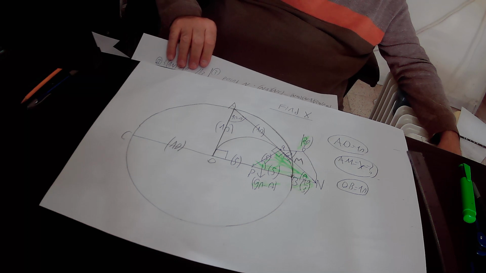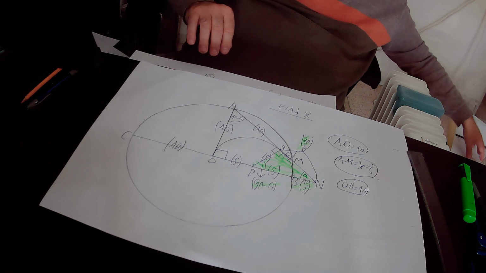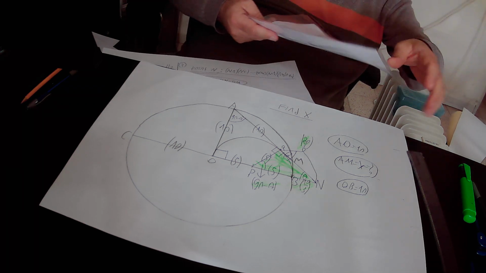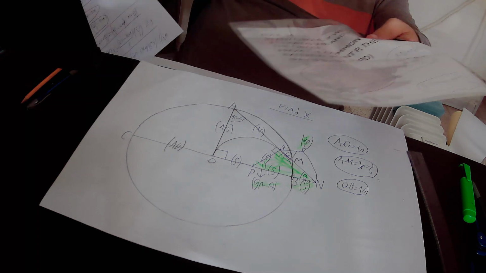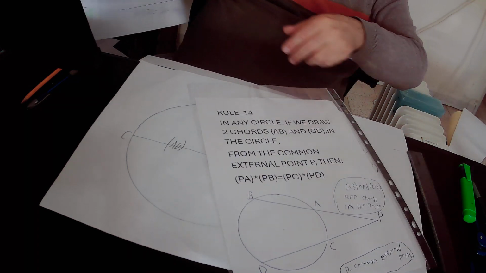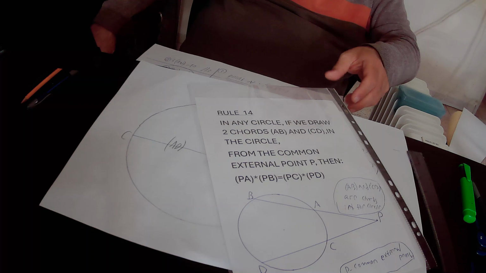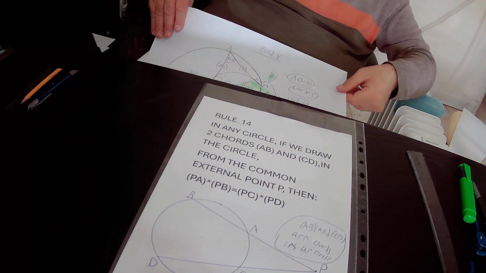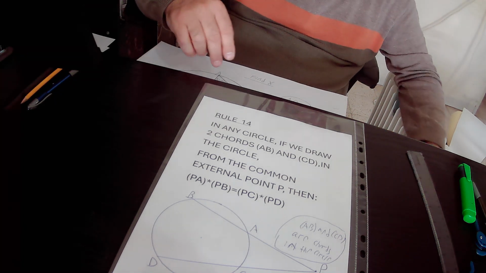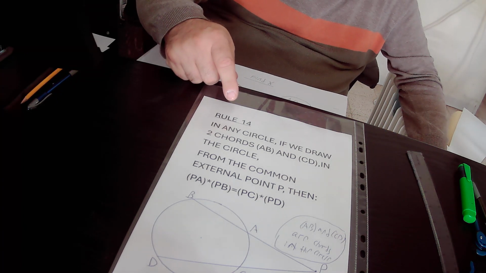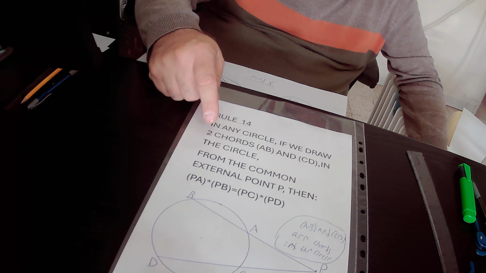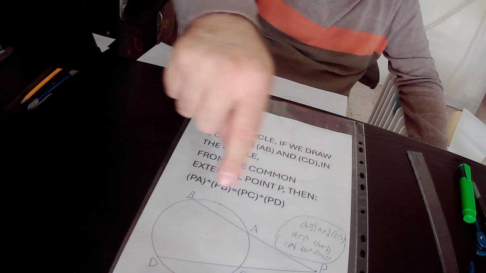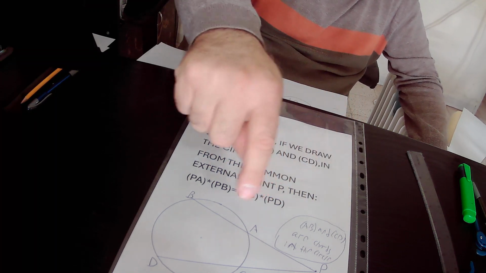Then I presented to you rule number 14, and we implemented rule number 14 in our drawing. According to rule number 14, in any circle, if you draw two chords AB and CD inside the circle, from the common start point P, then the following equation will be true: PA times PB equals PC times PD. Again, PA times PB equals PC times PD.